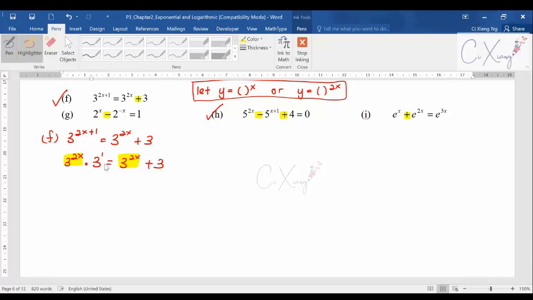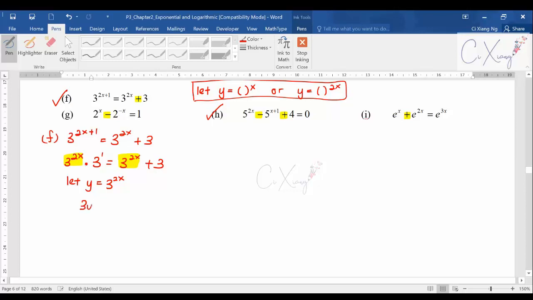Alright, so if you want to make your steps look easier to understand, you can let y equal to 3 power 2x. Since they are the same, you just let y equal to 3 power 2x. So if you substitute this as y, y multiplied with 3, you have 3y equals to 3 power 2x is y, so y plus 3. Can you see that you will have a linear equation now if you substitute the y correctly? Okay, and then you're having 2y here, so 2y equals to 3, y equals to 3 over 2.